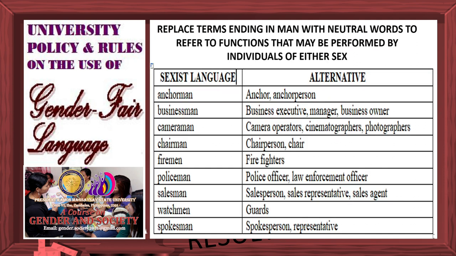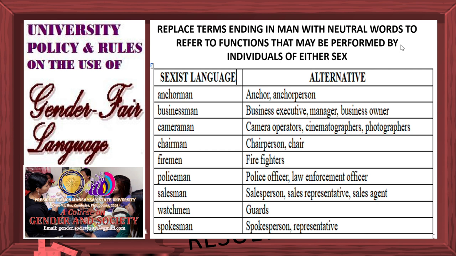You can also replace terms ending in man with neutral terms to refer to functions which may be performed by individuals of either sex. So for example, I will give you the sexist language and their alternative. For anchorman, you just use anchor or anchor person. For businessman, business executive, manager, business owner. For cameraman, camera operators, cinematographers, photographers. Chairman, chairperson. This is a common deliberate mistake, using the masculine term chairman. You can use chairperson or chair.